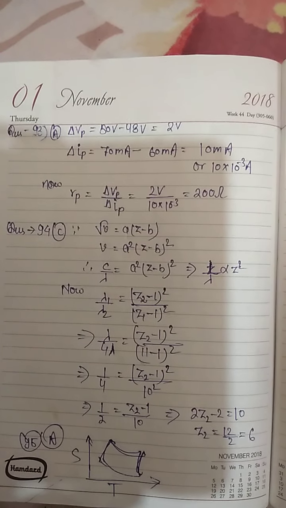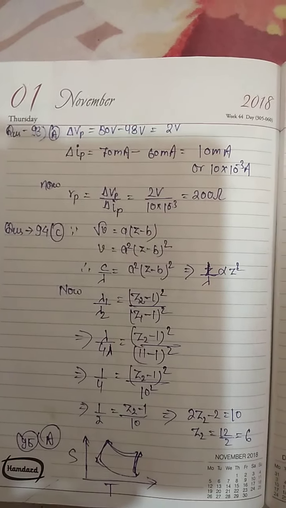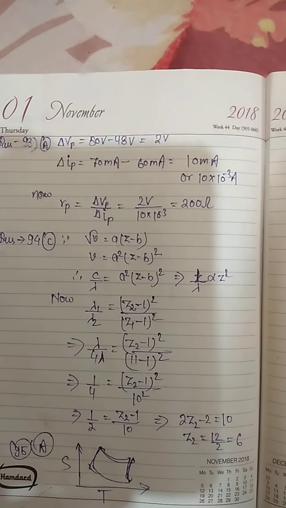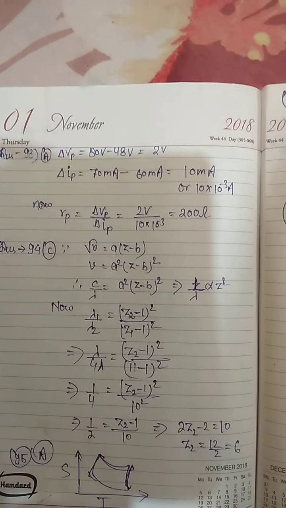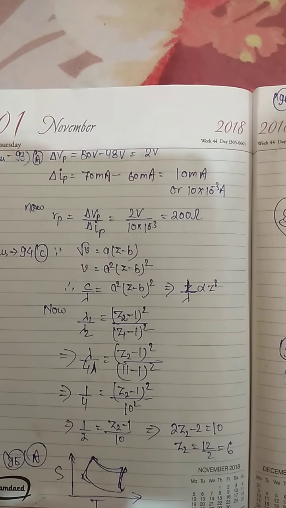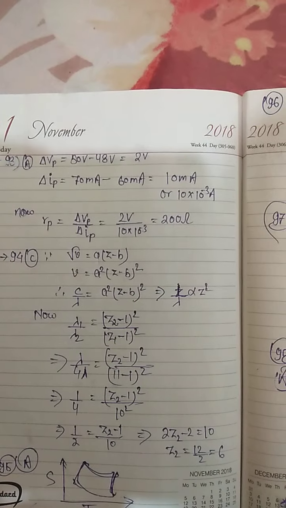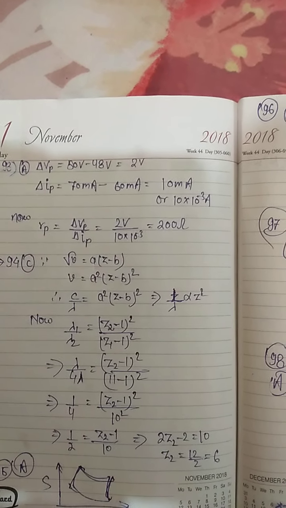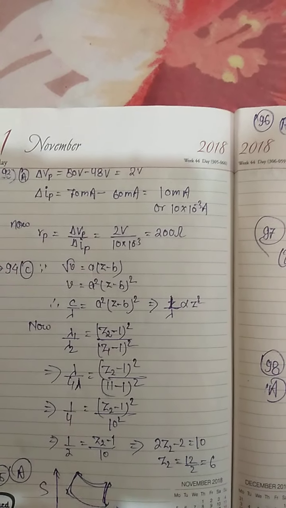So here let us discuss from question number 93. When the plate voltage applied to a diode valve is changed from 48 volt to 50 volt, the plate current increases from 60 milliampere to 70 milliampere. What is the dynamic plate resistance of the diode?